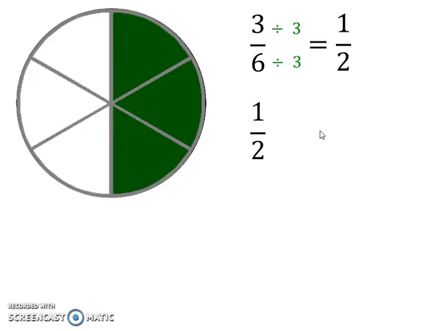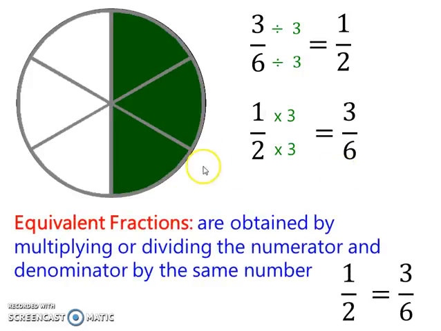Another way of looking at it is if I start with the half, I could times the top and bottom by 3 and I get the 3 out of 6 pieces. So as long as I'm doing the same to the top and the bottom, I still end up with an equivalent fraction talking about the same amount. So that's our definition of equivalent fractions, or how to get them. So we multiply or divide the numerator and denominator by the same number. So here's an example of equivalent fractions.